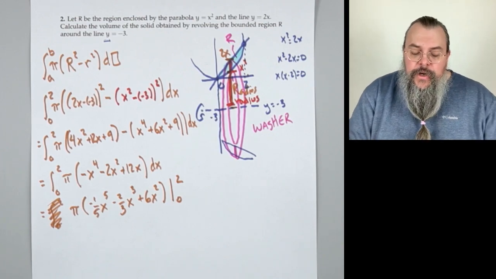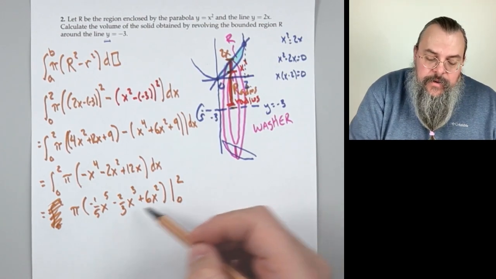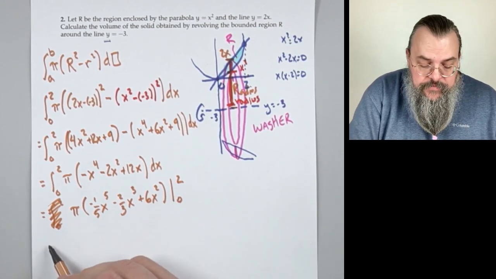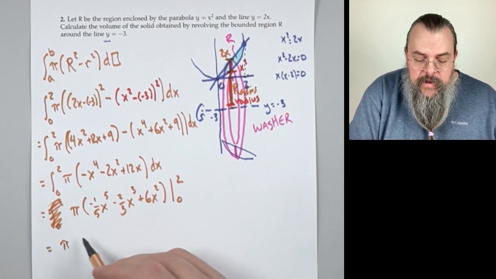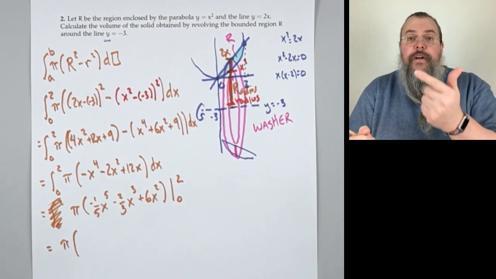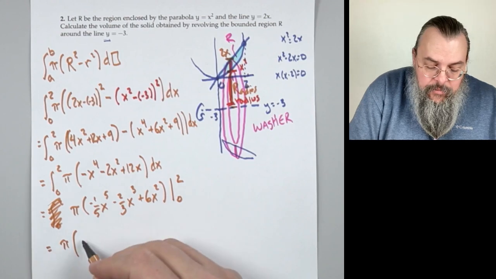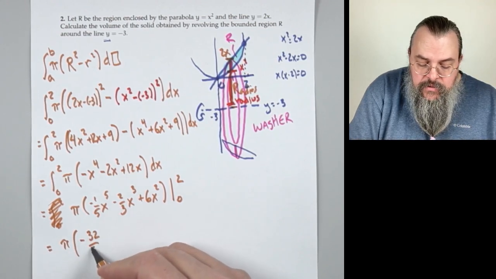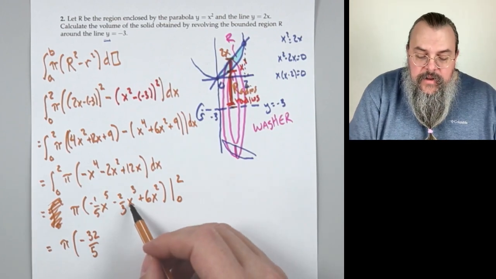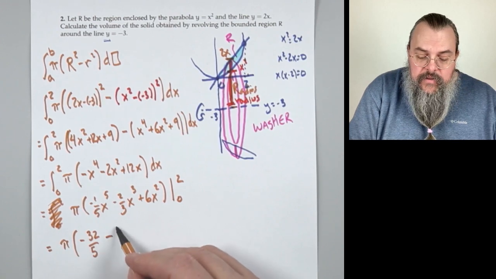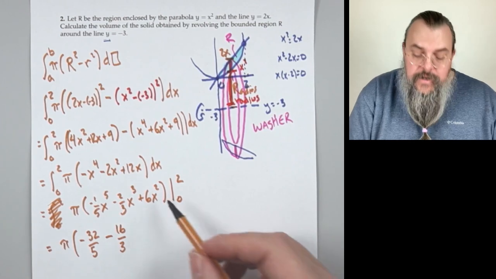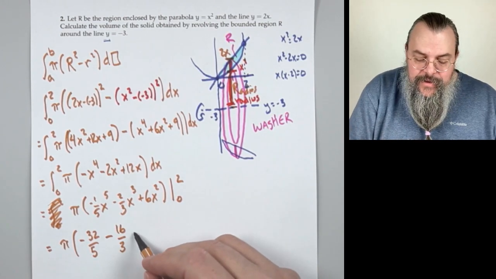All right, now we're almost there. We're in our home stretch. When we plug in 0, we get lots of zeros, so that's good news. So we just have to figure out what happens when you plug in 2. So we get pi. Plug in 2 to the fifth: 2, 4, 8, 16, 32. So that's minus 32 over 5. 2 cubed: 2, 4, 8. So that's an 8 and another 2, so that's minus 16 over 3. And then 2 squared is 4, times 6 is 24.